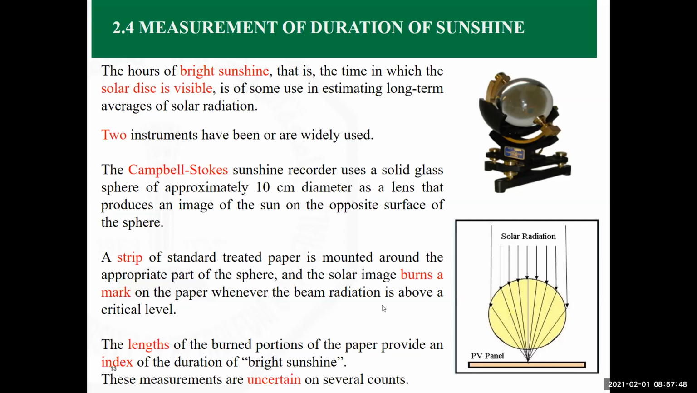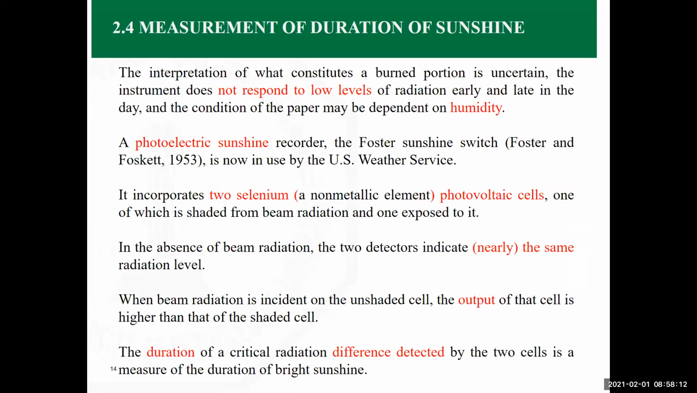This used to be the old school, or originally it started like that. Now with PV panels, things have changed. You don't have to get special types of paper or have them burned to see the trace of the duration of solar radiation above a certain threshold. For this one, the interpretation of what constitutes a burned portion is uncertain. This is a qualitative kind of measurement. It does not respond to lower levels; it only gives the amount of sunshine above a certain value.